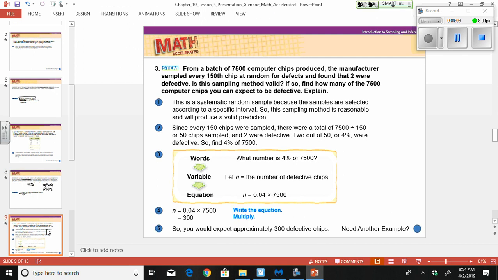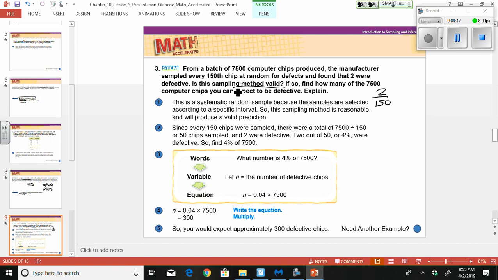From a batch of 7,500 computer chips produced, the manufacturer sampled every 150th chip at random for defects and found that 2 were defective. So 2 out of 150 were defective. Is this sampling method valid? Yes, because it's random. If so, find how many of the 7,500 computer chips you can expect. Two ways to do it. You can take 2, divide it by 150, and you get, let's see, this is a systematic random sample.